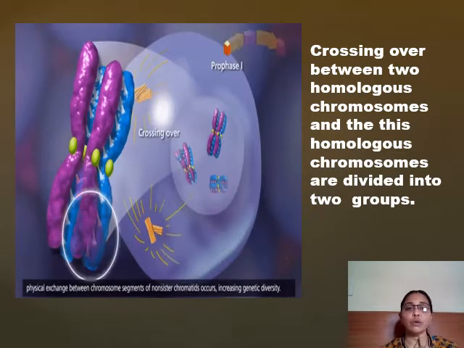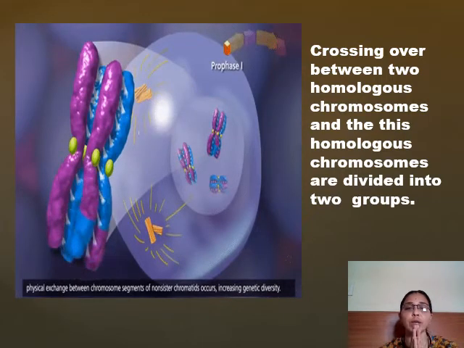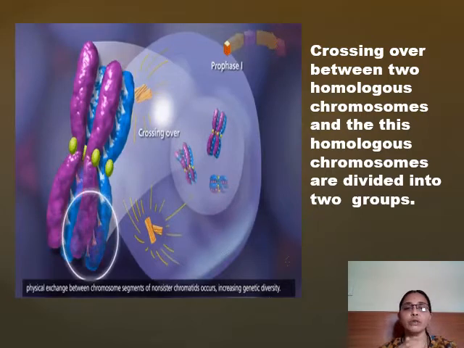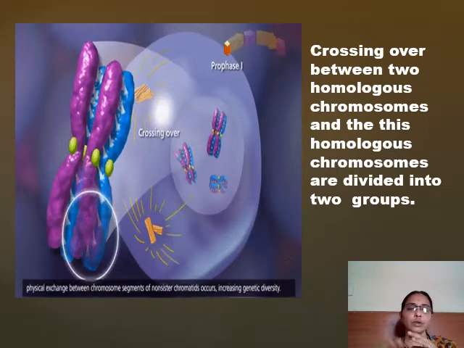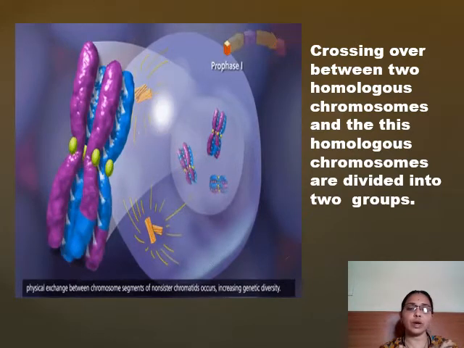Crossing over. Now, sister chromatids are there. Two chromosomes have come together. Okay, you could see one purple color and another one is blue color. What happens here? Crossing over of their arms takes place. One arm is given to the other arm and the other to the another one.